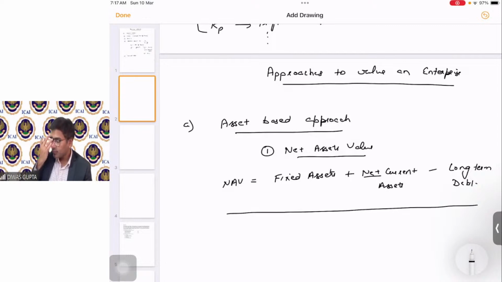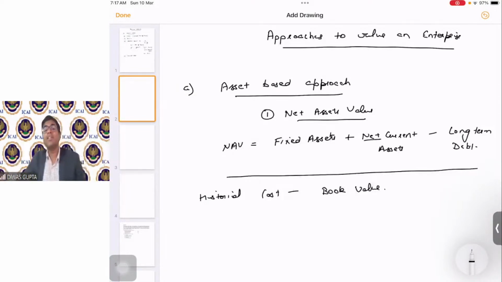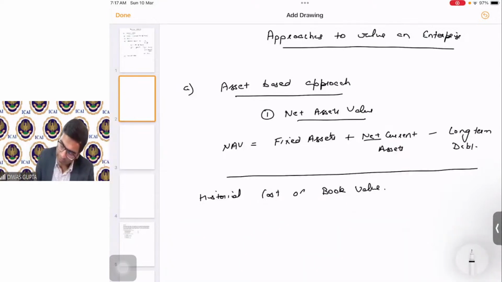In this, we use the historical cost, or I can say book value, because the balance sheet will be carrying the value of these assets and liabilities. So we will take the same assets and liabilities and arrive at the net assets value. I will write "or" here so that there is no confusion, that there is no minus here. It is or: historical cost or book value.